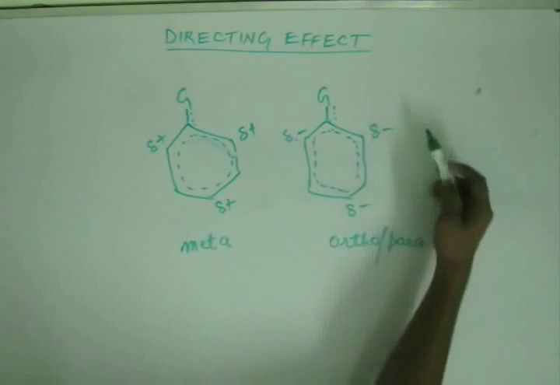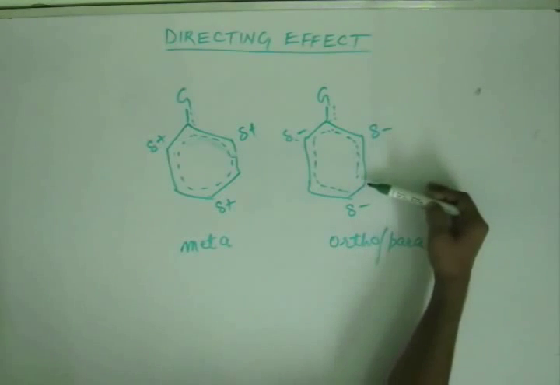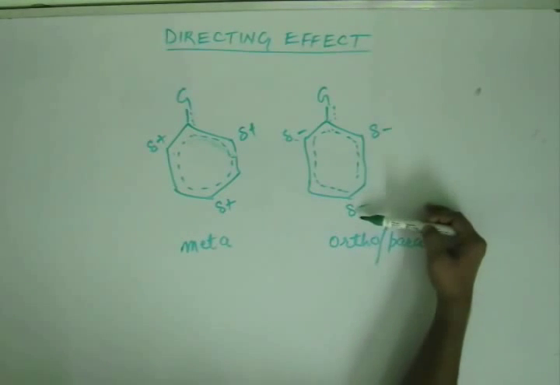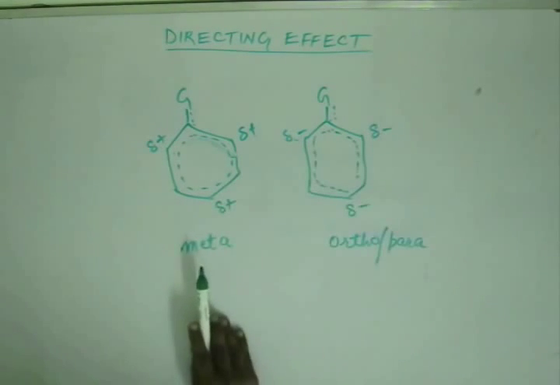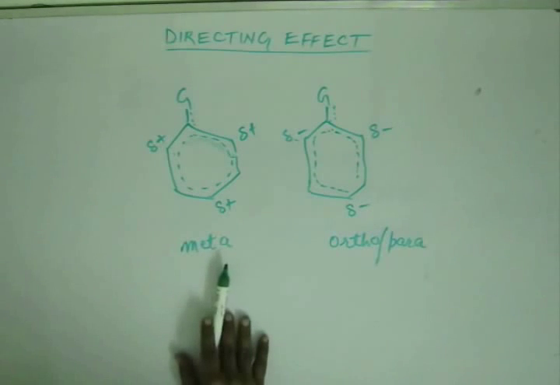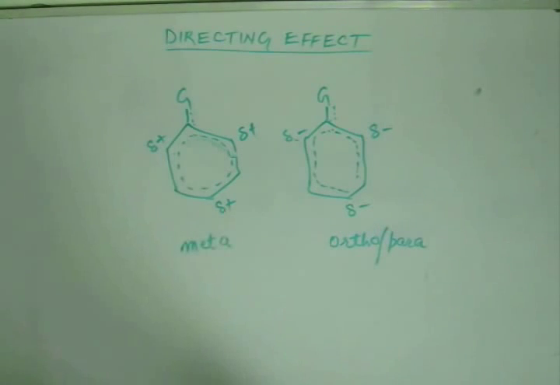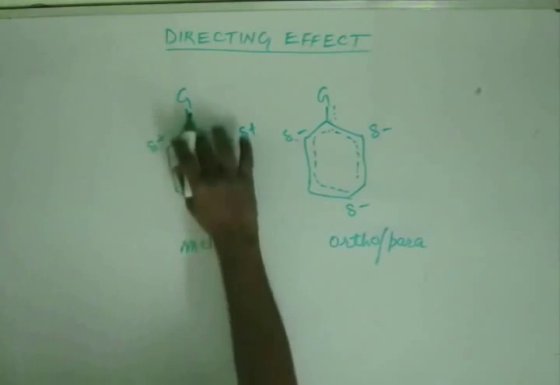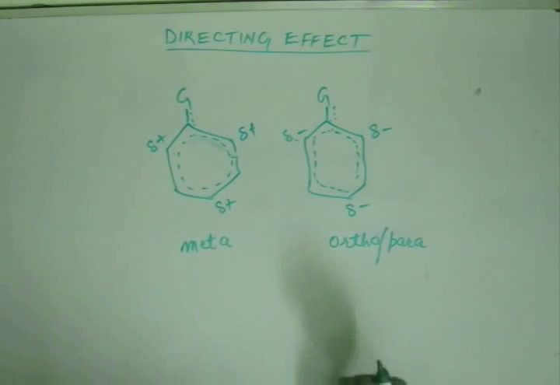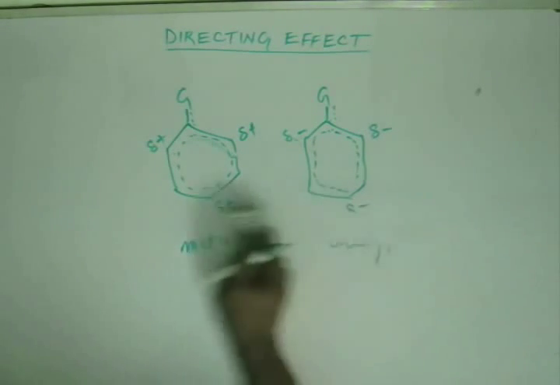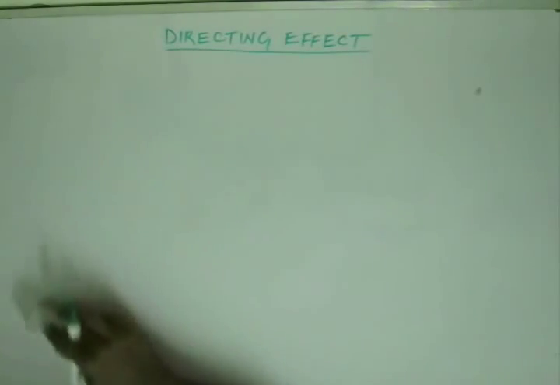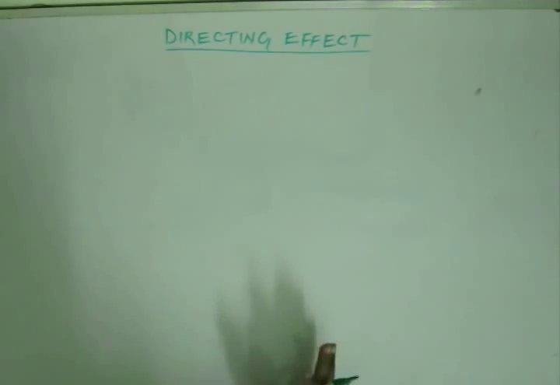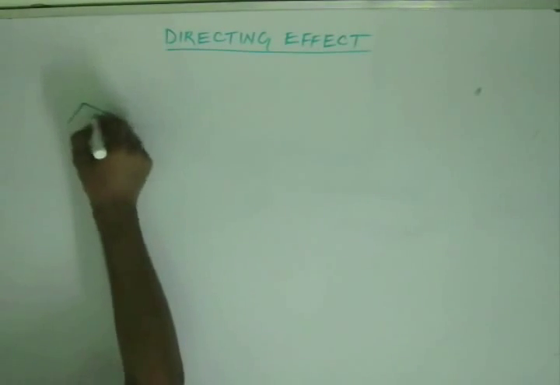So ortho-para will be of one category and meta will be of one category. If a group is increasing electronic density at ortho, by virtue of resonance it will also increase electronic density at para. So ortho-para will always come together and meta will be in one group. Now the whole job is to identify the nature of the group. To have some practice before we move on to the actual problem solving, I'm giving you some groups, and you try to identify whether each group is electron withdrawing or electron donating, in other words, meta directing or ortho-para directing.